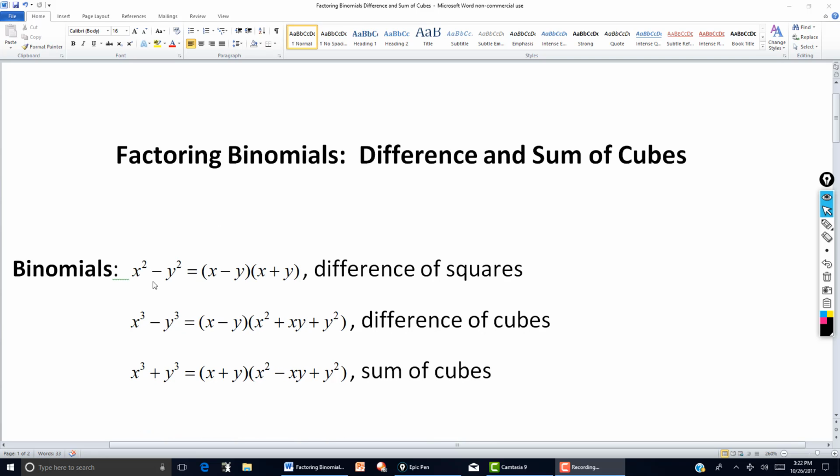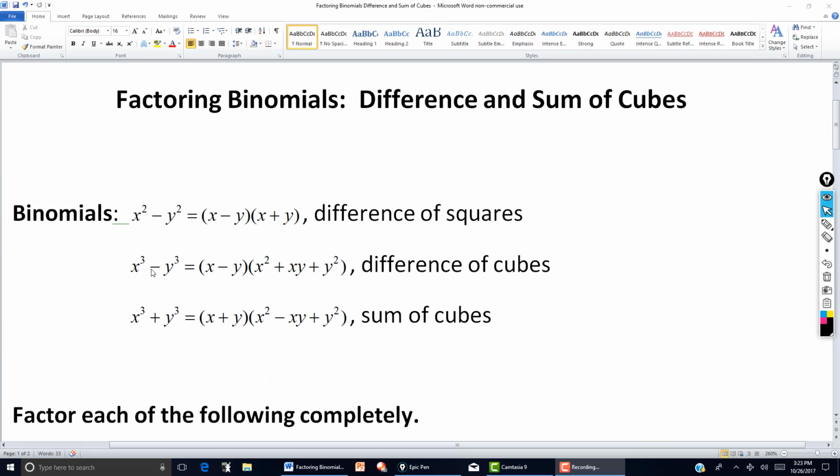The first one here, difference of squares. If you have a difference of squares, in this case x squared minus y squared, it factors into the difference and the sum of the square roots, x minus y, x plus y. Okay, the focus for this video will be the next two formulas. Difference of cubes here, x cubed minus y cubed, factors into the difference of the cube roots, that's x and y. Okay, those are the cube roots of x cubed and y cubed, respectively.